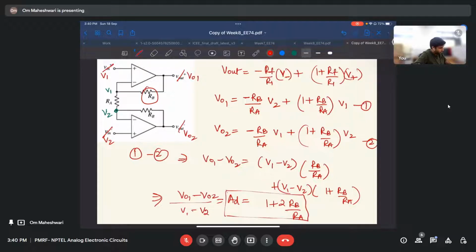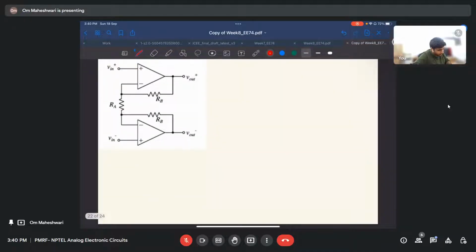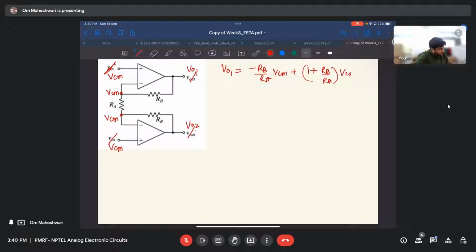Now we will do the similar analysis for ACM. For that, let us apply VCM here, and let the outputs be VO1 and VO2. VO1 equals minus RB by RA VCM plus 1 plus RB by RA VCM, since this will also be VCM. Similarly, VO2 will be minus RB by RA VCM plus 1 plus RB by RA VCM.